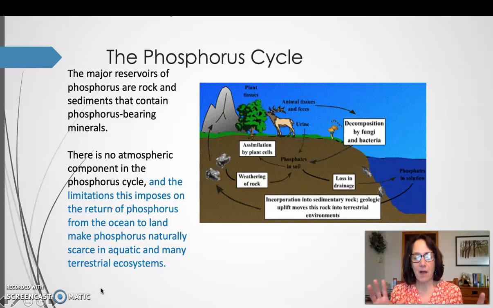The main points that we want students to understand, other than describing that simple process, is that the main reservoirs of phosphorus are rock and sediment that contain these phosphorus-containing minerals. Again, we come back to that in mining and other units. And there's no atmospheric component of the phosphorus cycle. And the limitations this imposes means that phosphorus is really sometimes challenging or difficult for plants to get.